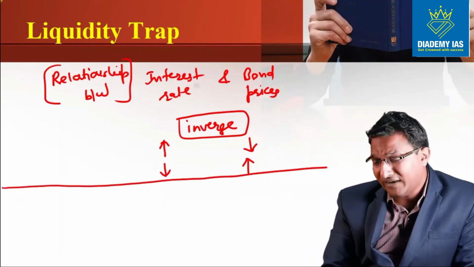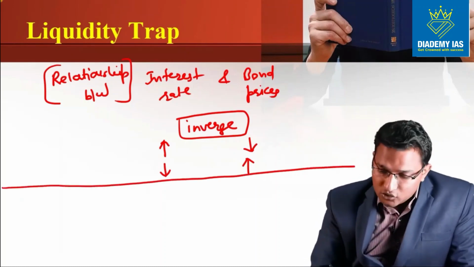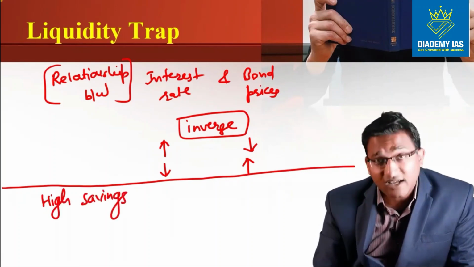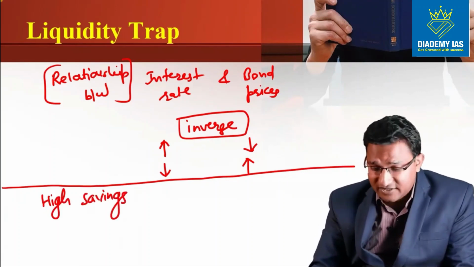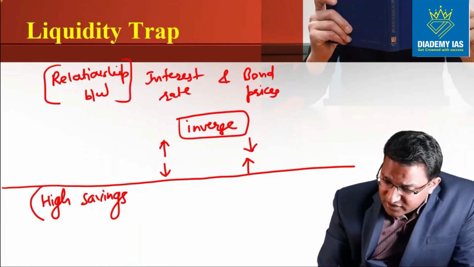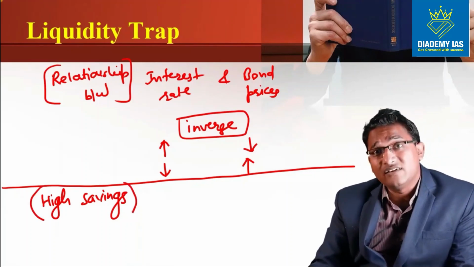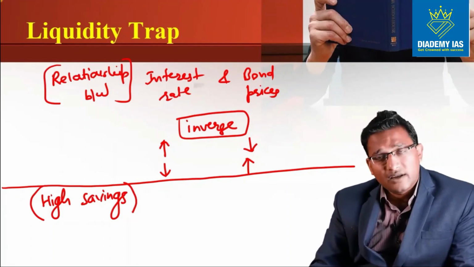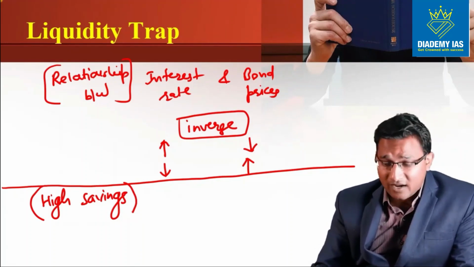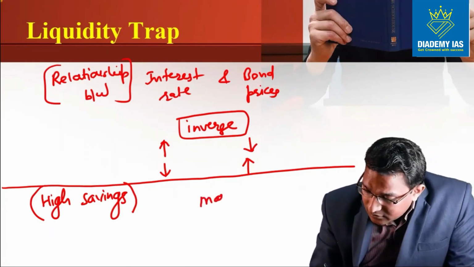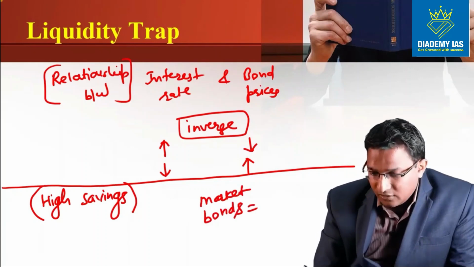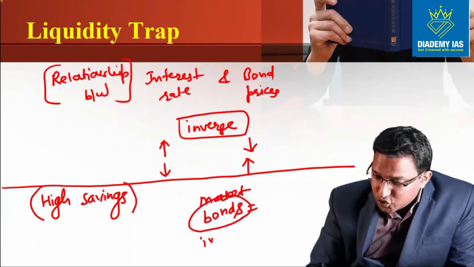This is the one thing that you need to understand. Now, what is liquidity trap? There is a situation when there are high savings with the customers or with the citizens. So the level of savings is very, very high. That means they are having balances in their bank account, and in the market there are a lot of bonds available for sale. These bonds are basically investment opportunities.